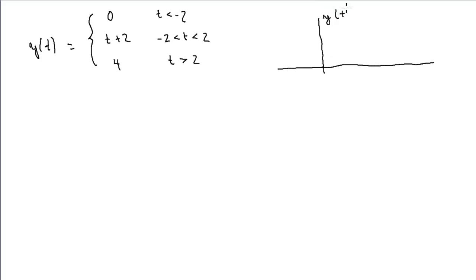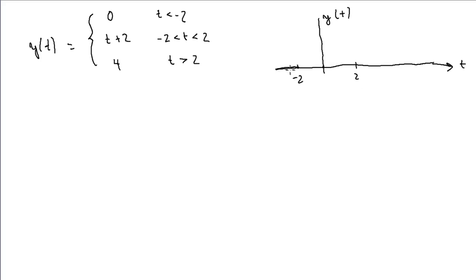This is y of t. It begins at minus 2. It's 0 for all t less than minus 2. So we're sketching the output as a function of t. And then it's this straight line segment, t plus 2, in the interval between minus 2 and 2.